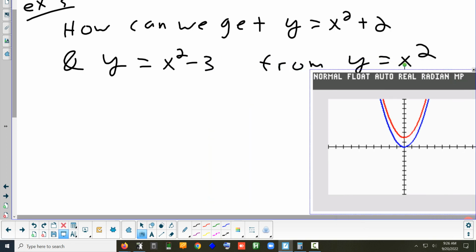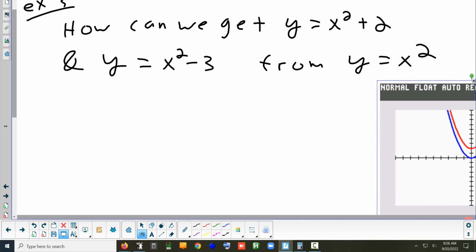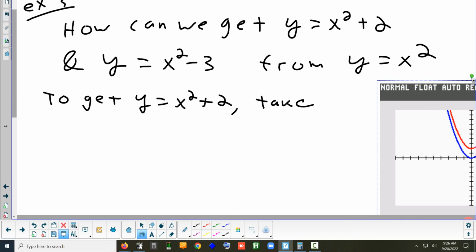All right, so it did rip up 2. So how would we write this one? So to get y equals x squared plus 2, take the original, which is y equals x squared, and shift it up 2. Okay, so that's that one.